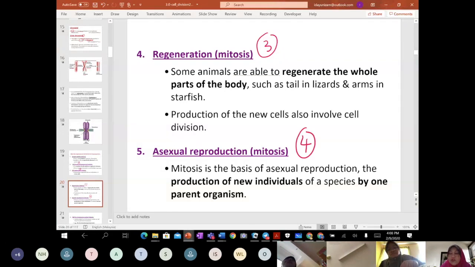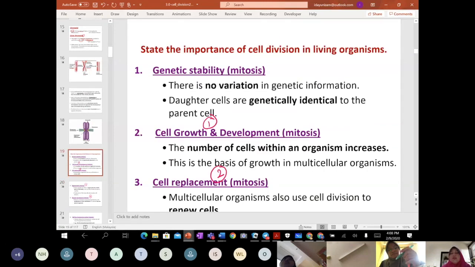Besides the exercise we did just now, the importance of cell division is also involved in genetic stability. Genetic stability means no variation.